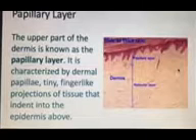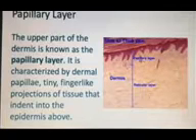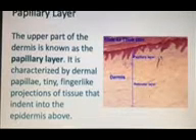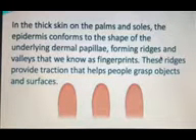Now you have the papillary and the reticular layers. So the papillary is the upper part of the dermis. It's known as the papillary layer. It is characterized by dermal papillae, tiny finger-like projections of tissue that indent into the epidermis above. So these are your little papillae here. In the thick skin on the palms and soles, the epidermis conforms to the shape of the underlying dermal papillae, forming ridges and valleys, as we know as fingerprints. These ridges provide traction that help people grasp objects and surfaces.